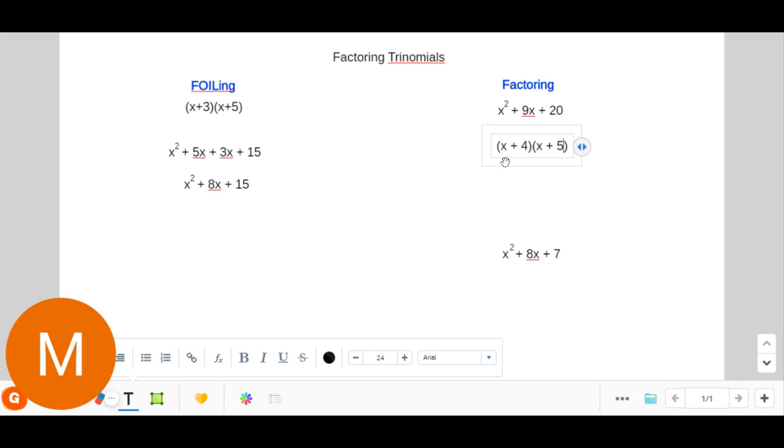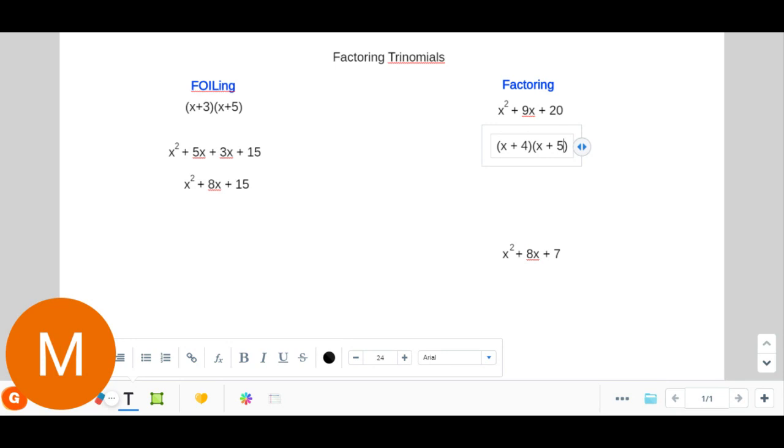Now, if you want to check if your answer is right, all you have to do is FOIL this and see what happens. If you FOIL, you get x squared plus 5x plus 4x plus 20, and when you simplify, you'll end up getting back to this. If you did it correctly, then once you get your answer, if you FOIL it, you should get back to the original problem. That's a way of checking your work.